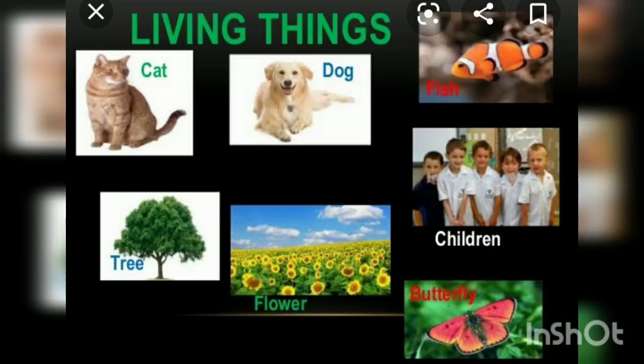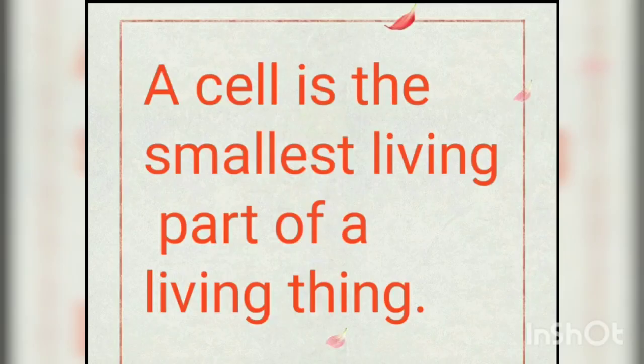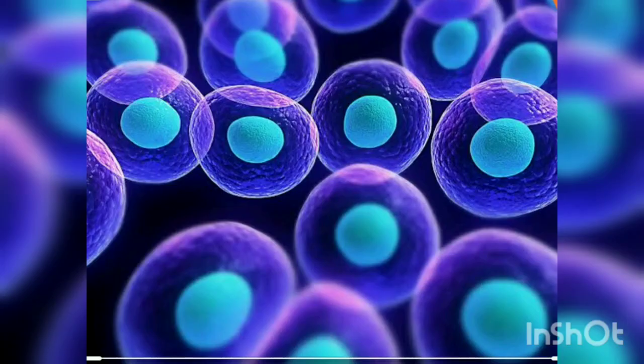Next characteristic of living things is living things are made up of cells. Do you know what is a cell? A cell is the smallest living part of a living thing. Most cells are so small that they can be seen only under a microscope.